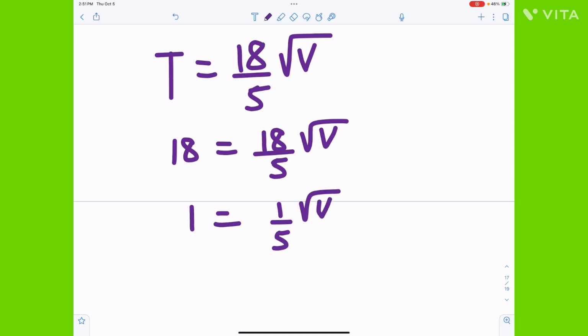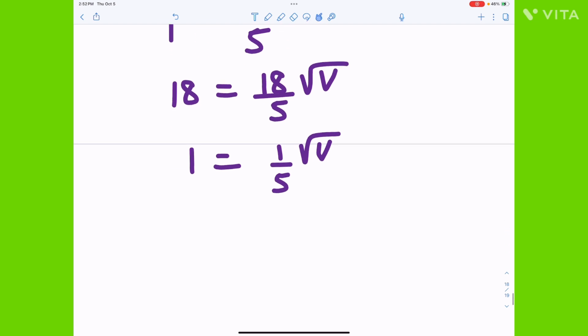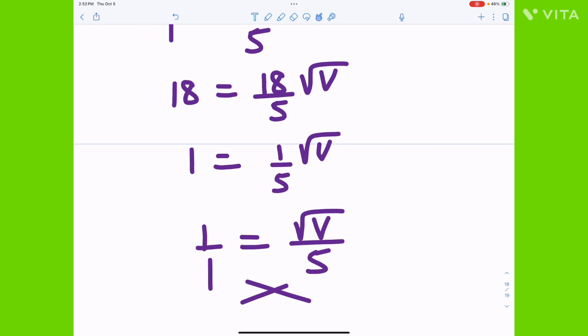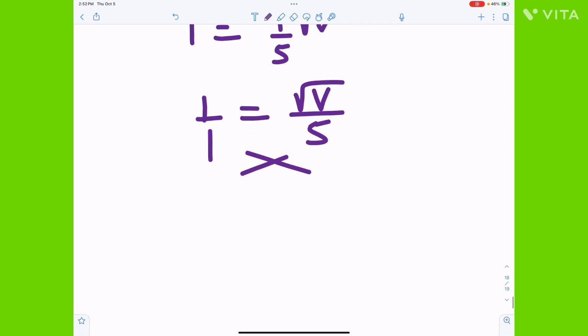Can you see what I did? There's 18 on the left, 18 over 1. There's 18 here too. So I can cut the 18s to remove them. I'll get 1 is equal to 1 over 5 root v. So this gives me 1 over 1 is root v over 5. When I cross multiply, what do I get? My cross multiplication will give you root v is equal to 5.